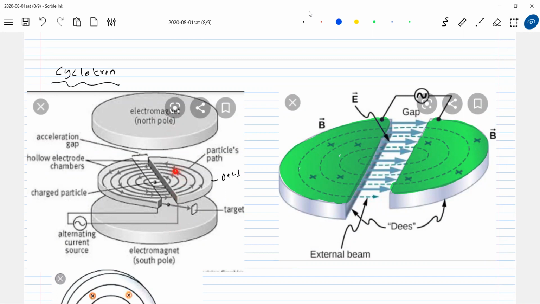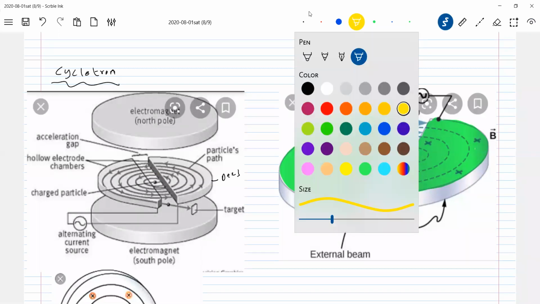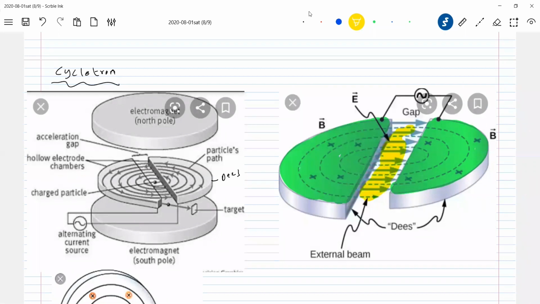Then here is where the charged particle goes, and what is the condition for that electromagnet? It should not produce any field in the gap. You see this one, the field should exist only in this region, the green color. In the red color, in this gap, there should be only an electrostatic field. And who will produce that electrostatic field? An AC generator, the external beam, you can see that.